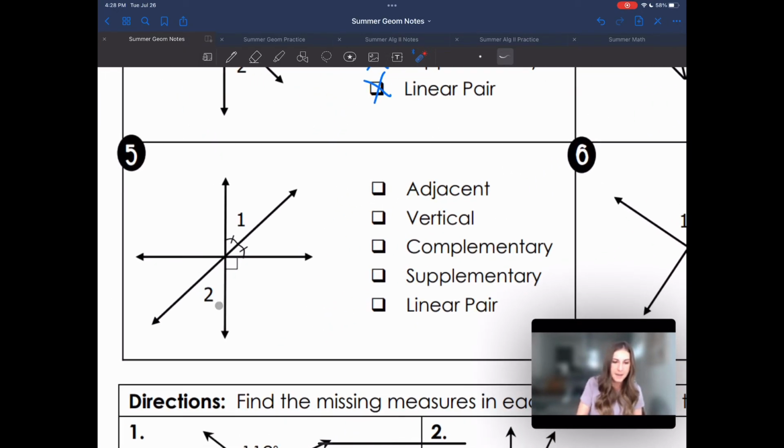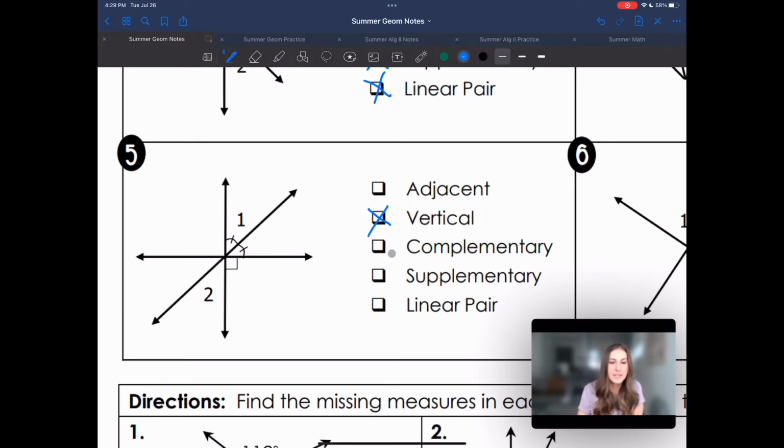Okay, number 5. This one looks a little bit trickier. There's a lot of lines happening here, so let's dissect. So ultimately, I want you to first just look at these 2 lines intersecting. Boom, boom. Can you guys see that angle 1 and angle 2 are across from each other on those intersecting lines? That means they are vertical, okay? They're not adjacent. It's kind of like example 1, but a little more complex. They're not forming a straight line, so they're not going to be a linear pair.